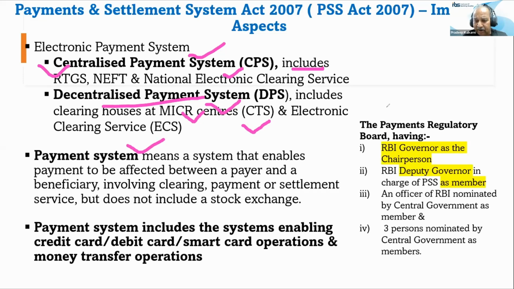Okay, and the Payment Regulatory Board: the RBI governor is the chairperson, the deputy governor in charge is a PSS member, an officer nominated by RBI, and then 3 persons nominated by the central government. Means RBI nominated people as well as 3 people nominated by the central government, and put together they form the Payment Regulatory Board. And this Board frames the rules and regulations for all payment system participants.